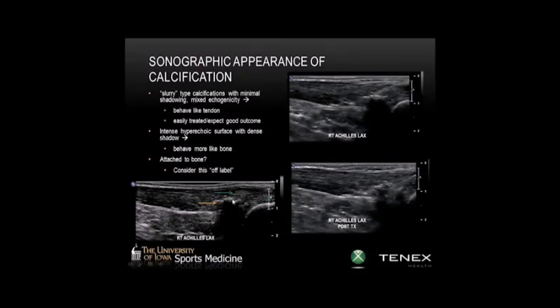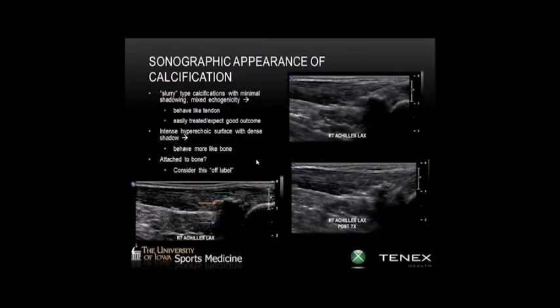Whenever you see this intense hyperechoic surface, like here with this dense shadow, so this darkness that you can't see through below, these are going to be much harder to treat. This is the same lesion here that we're moving, that's really socked in. These are going to behave somewhat more like bone because it's that very hardened calcium. These are going to be a little bit more challenging to treat, and make you think twice about some of these.